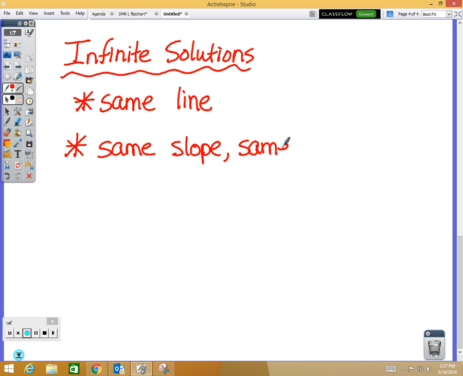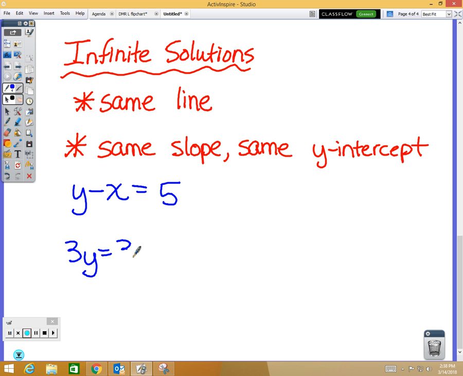So again, they're going to have the same slope and the same y-intercept. So let's do an example of one of those. If I had y minus x equals 5, and I had 3y equals 3x plus 15. So right now, these don't look similar at all. Okay? But if we change them into y equals mx plus b form, slope-intercept form, then we will see that they really are the same.